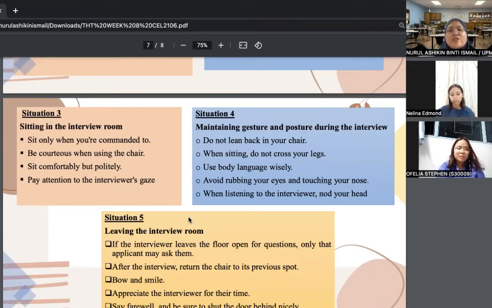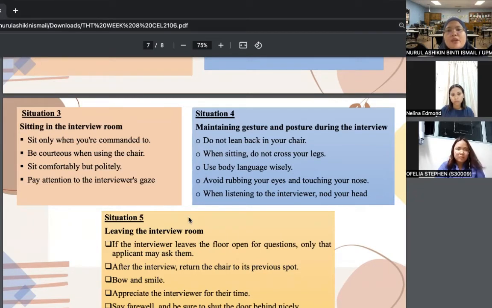Next, pay attention to the interviewer. Do not let our eyes wander by observing any spot in the office, and please focus and listen to the question when the interviewer asks.